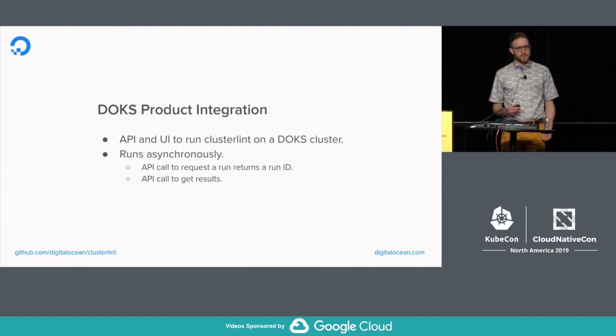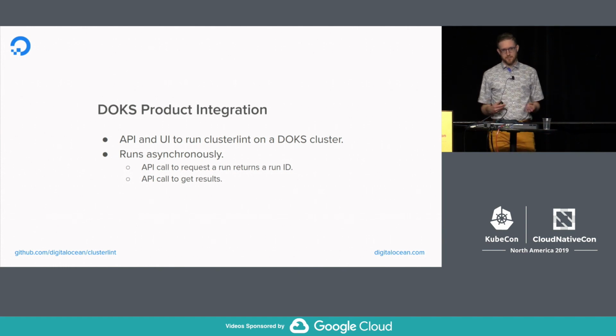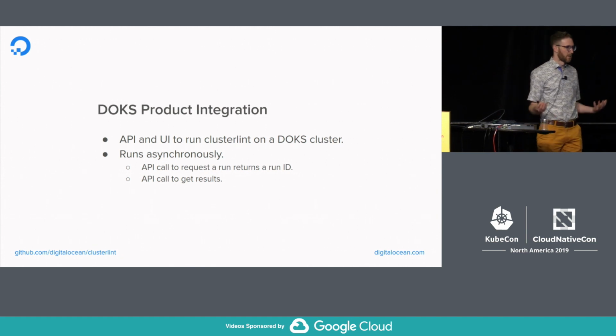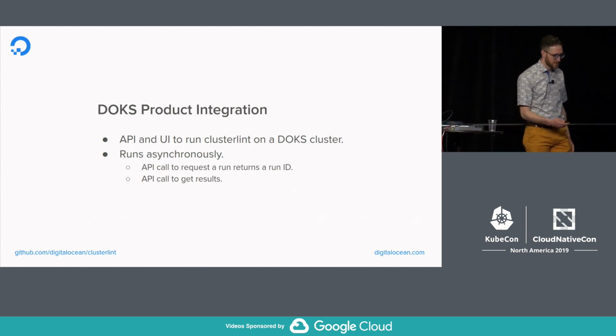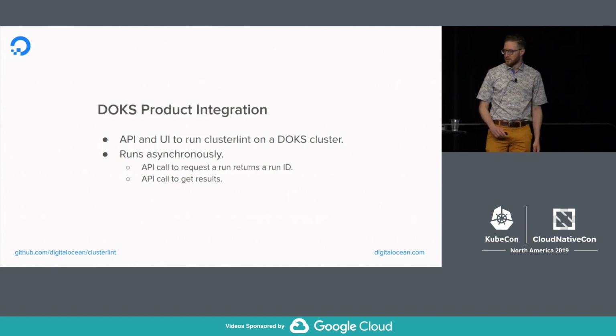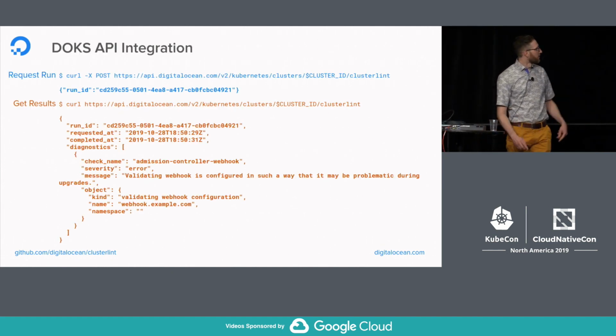We always run clusterlint asynchronously through our API, just in case it takes a few seconds. We don't want to have a long HTTP request sitting there for 5 or 10 or 20 seconds while it runs. So it actually ends up being 2 API calls, one to request a run and another to get results. You can see what the API looks like here.